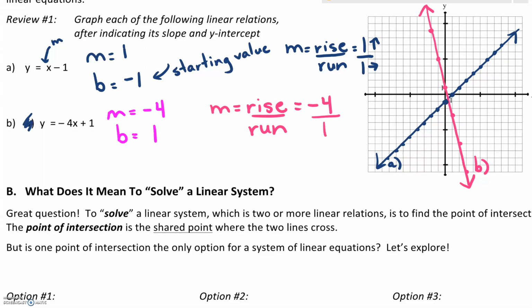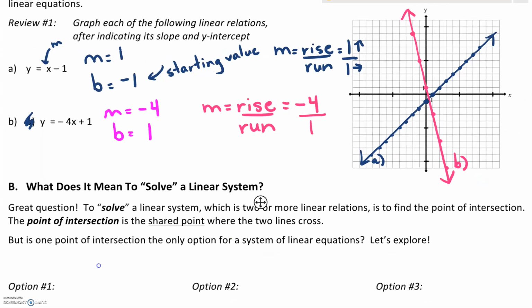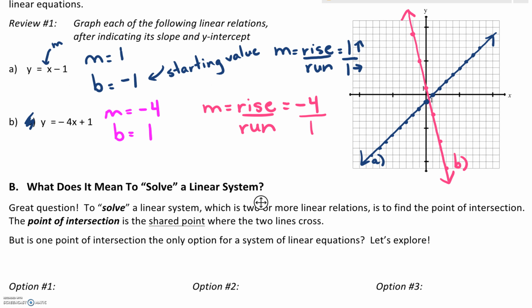We're so used to drawing one line that graphing two lines, there should be something that we're looking for. So to solve a linear system means to find the point of intersection. And the point of intersection is the shared point where the two lines cross. As you can see, these two lines cross right there, and that's what we call a point of intersection.